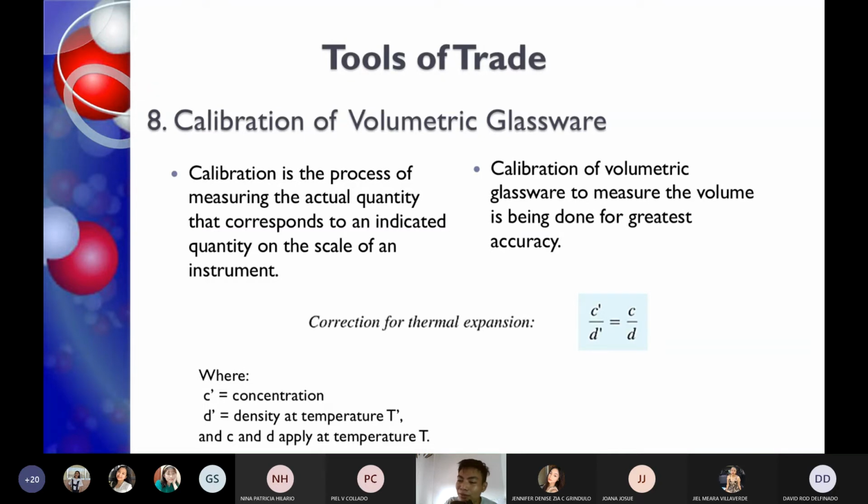Kasi the problem with yung precautionary measures natin during this pandemic is that, yes, marunong tayo gumamit ng instrument. Lahat naman tayo marunong gumamit ng infrared thermometer, digital thermometer. Pero ang hindi natin alam is yung kailangan sila i-calibrate. Why do we have to calibrate it?